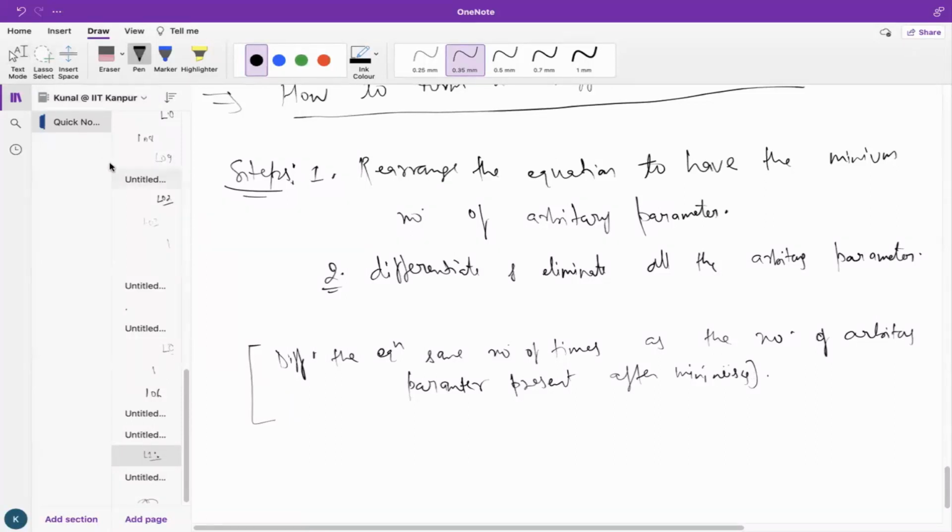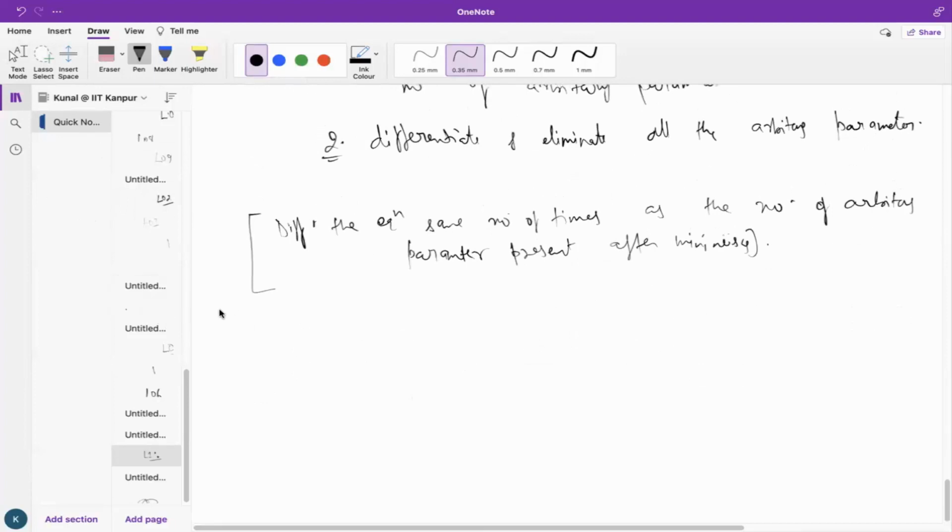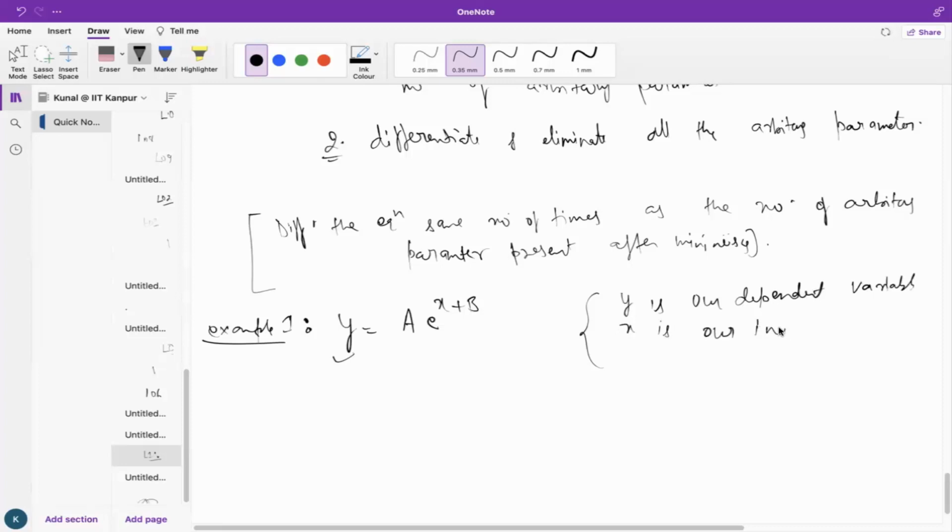Okay, so let us suppose this is our example number one. We are learning how to form the differential equation. So this is y is equal to a e to the power x plus b. Look here, y is my dependent variable, because it depends on the value of x. x is our independent variable. Then what are a and b? Those a and b are our arbitrary parameters.